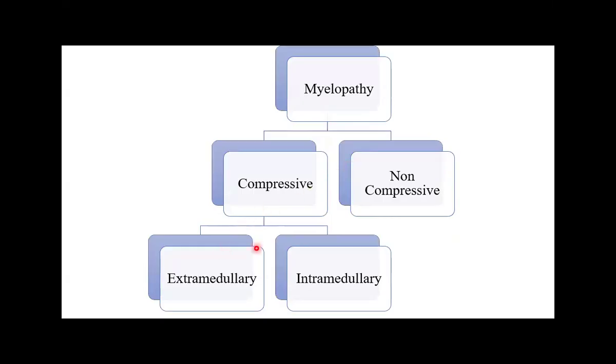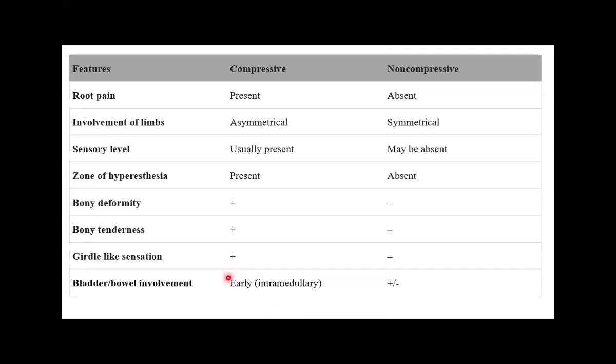So now we will see whether this myelopathy is compressive or non-compressive, and in compressive whether it is extramedullary or intramedullary. To differentiate between compressive and non-compressive, in compressive we mainly know they will have root pain, asymmetric involvement of limbs, usually a sensory level, and at the level a zone of hyperesthesia, with bony deformity, bony tenderness, and a girdle-like sensation. In case of intramedullary compression there will be early bowel and bladder involvement.